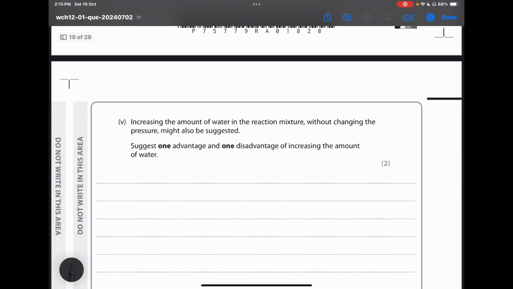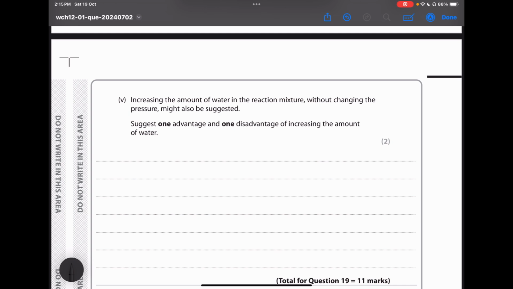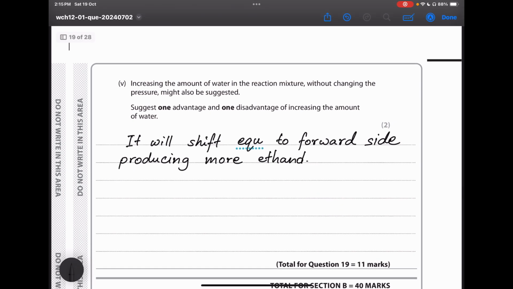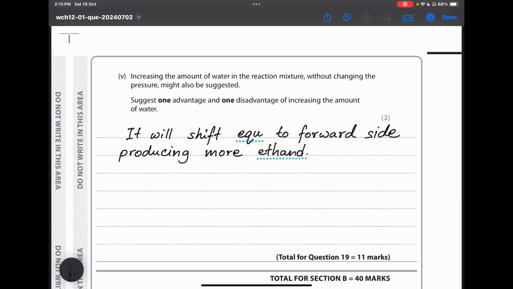Next, increasing the amount of water in the reaction mixture without changing the pressure might also be suggested. Suggest one advantage and one disadvantage of increasing the amount of water. So one of the advantages is that it will shift equilibrium to the forward side, producing more ethanol, right? Now the disadvantage is the acid we used for a catalyst will be diluted.